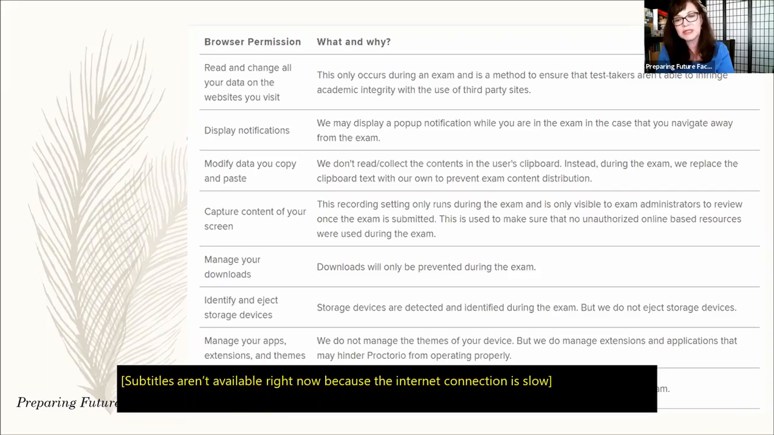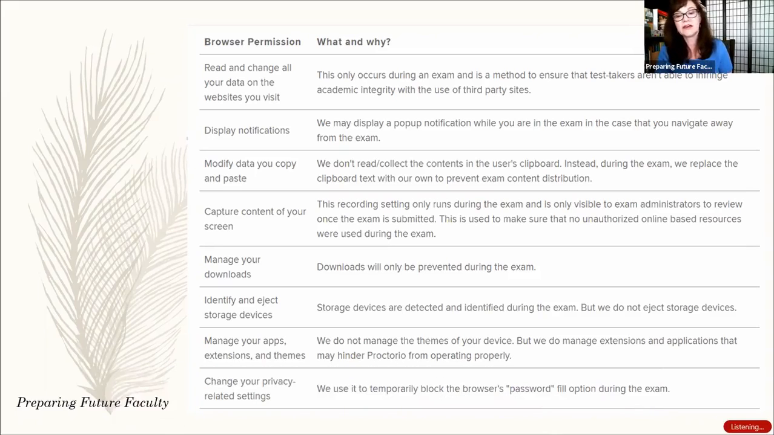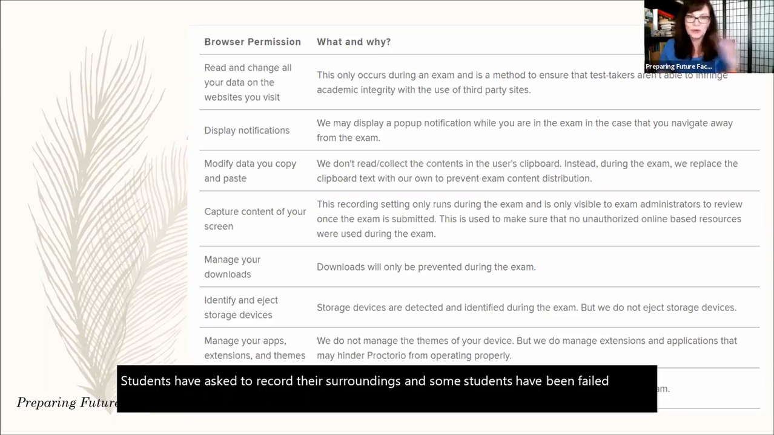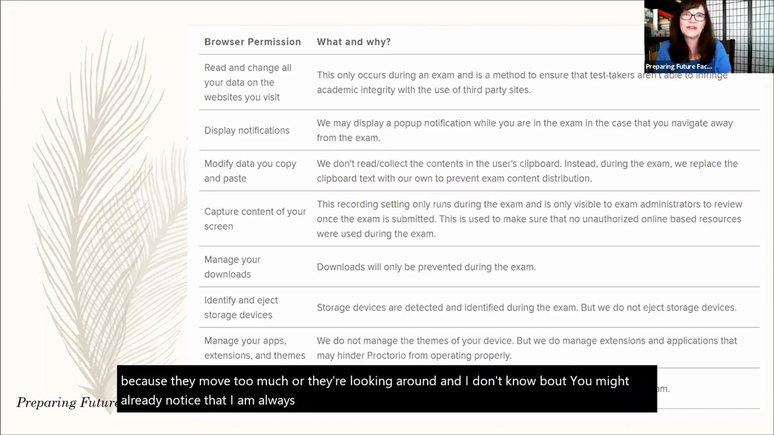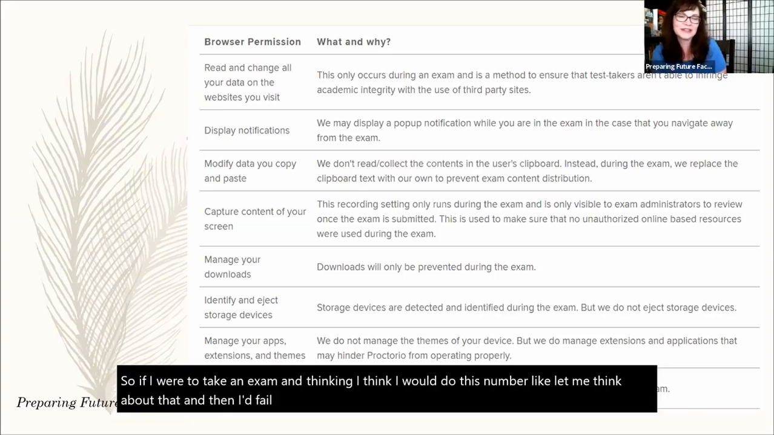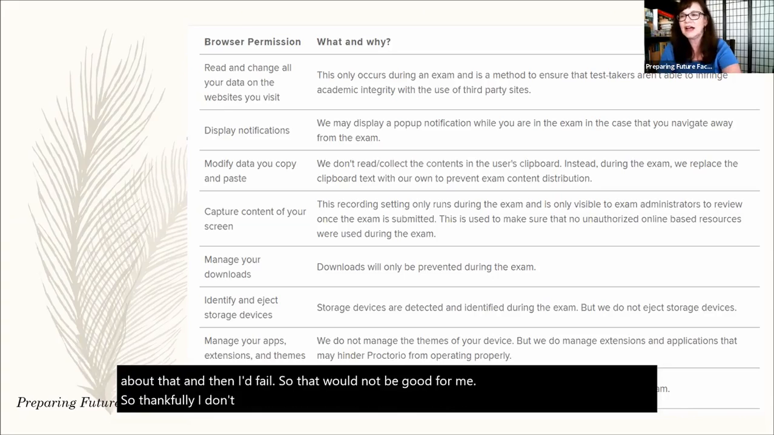And it's recording movements, eye movements, if you're talking to someone, if there are other noises in the background. Students have been asked to record their surroundings, and some students have been failed because they move too much or they're looking around. And I don't know about you, you might already notice that I am always moving. So if I were to take an exam, I think I would think, let me think about that, and then I'd fail. So that would not be good for me. Thankfully I don't have to engage in this.